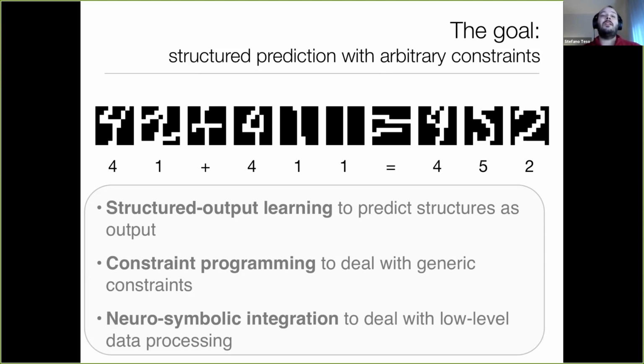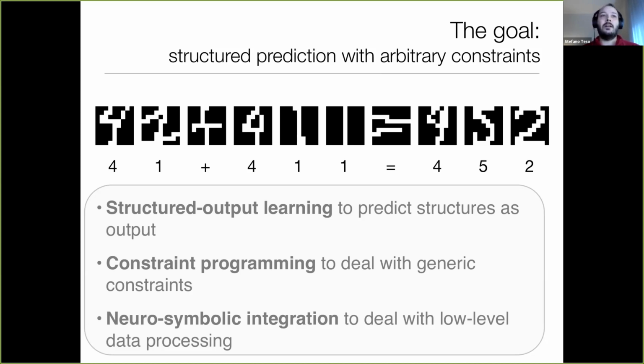Here, what you see on screen is a bunch of black and white sub-symbolic images of digits that represent a handwritten equation. And in particular, the equation 41 plus 411 equal 452. There you go. This equation is syntactically correct and semantically correct as well. The sum actually matches. So the idea is that in order to perform this kind of prediction, starting from the images, getting the equations out of that, that's a highly non-trivial task.